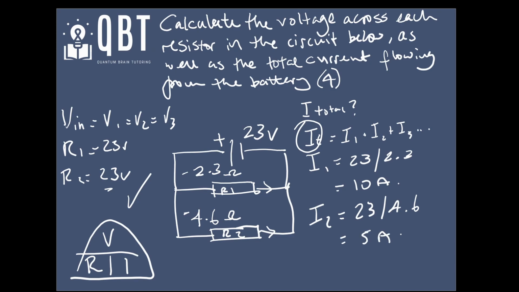So we now have the current across each of our components. We can add that together to find the total current. The current that is leaving the battery is equal to 15 amps, because 10 plus 5 is 15. And that is how we use our knowledge of how current and voltage are distributed in a parallel circuit to answer the following 4-mark question.